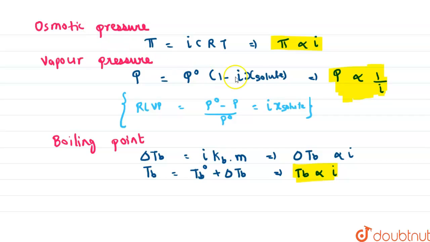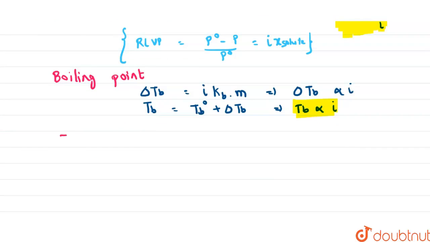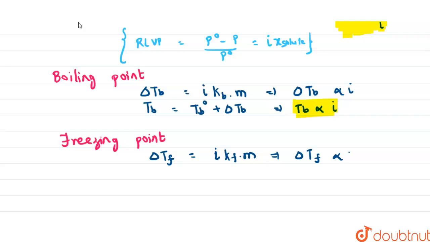And similarly, if we consider the freezing point, we define the term depression in the freezing point, which is equal to i times KF times m. So our delta TF is proportional to i, and our TF, which is the freezing point of the solution, is equal to TF naught minus delta TF. So we can simply say that our TF must be inversely proportional to i. These are the correlations of the various properties with the van't Hoff factor.